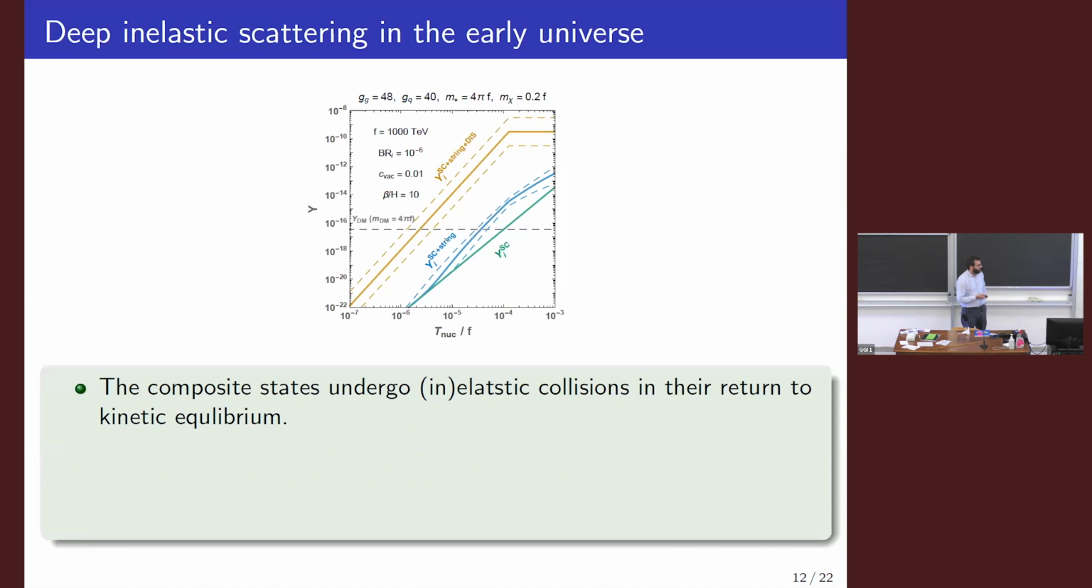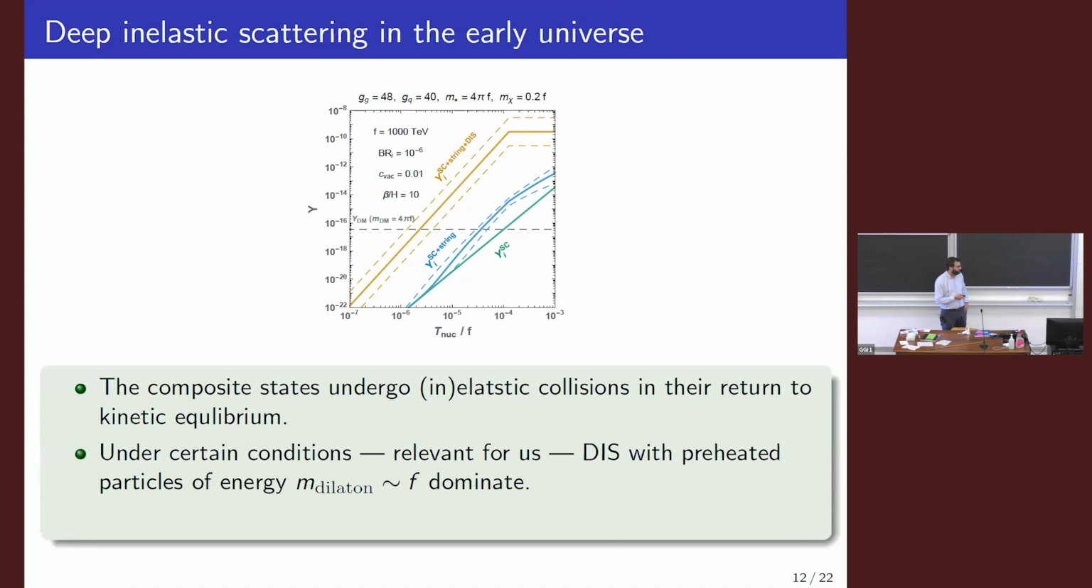Okay, so then, because they're boosted in the plasma frame, they can undergo some inelastic collisions in their return to kinetic equilibrium. And basically, under certain conditions relevant for us, the parameter space we're in, we estimate that the deep inelastic scattering with preheated particles produced by the oscillations of the inflaton, of the dilaton, will dominate in their return to equilibrium.